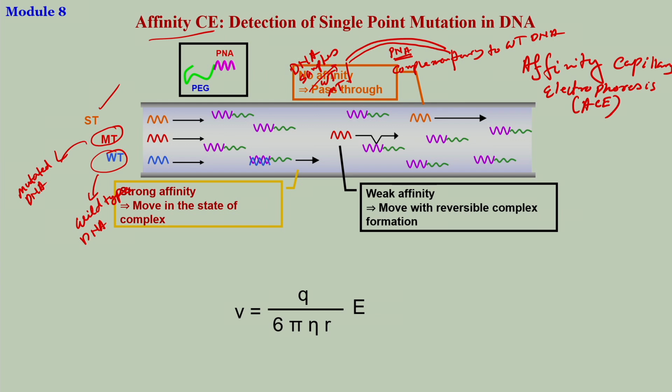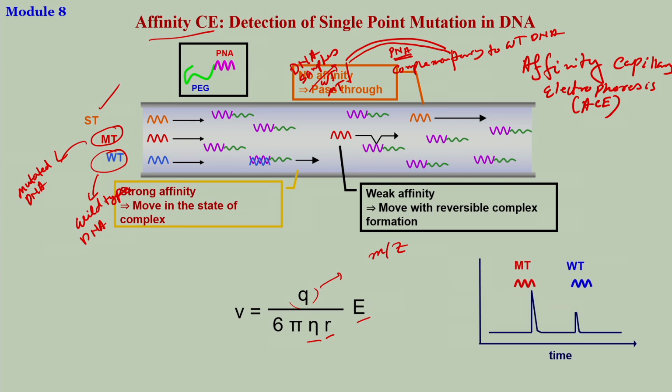And this is the velocity of migration. V is the velocity, Q is the charge. Q basically can be calculated from m by z value, mass by charge. So, you are considering mass as well as the charge. V equals Q by 6 pi eta r into E. Eta is the viscosity of the buffer or the medium, r is the radius, and E is the applied electric field.